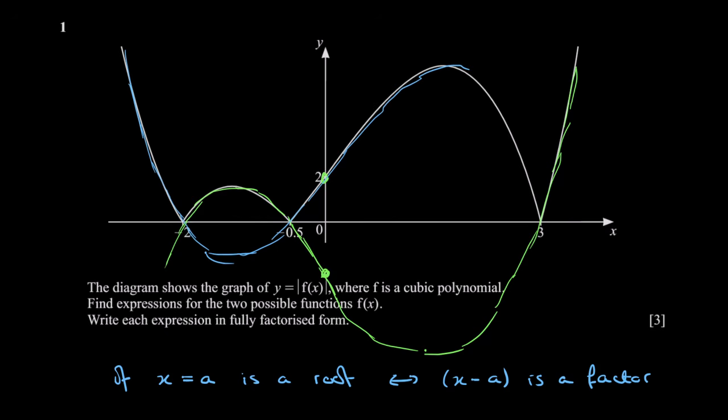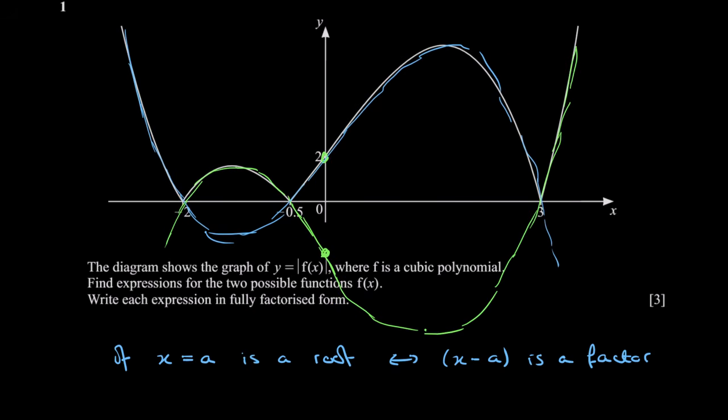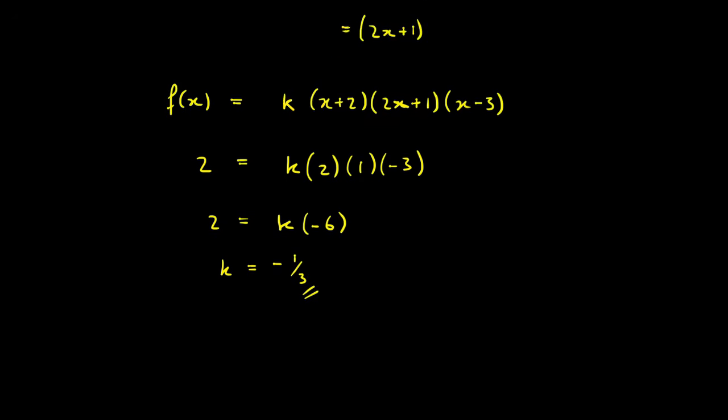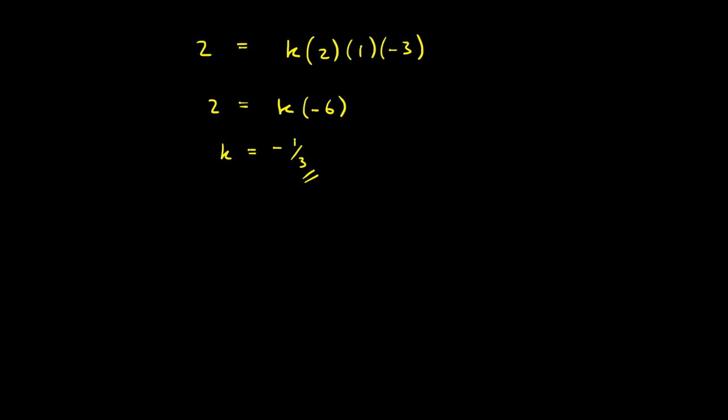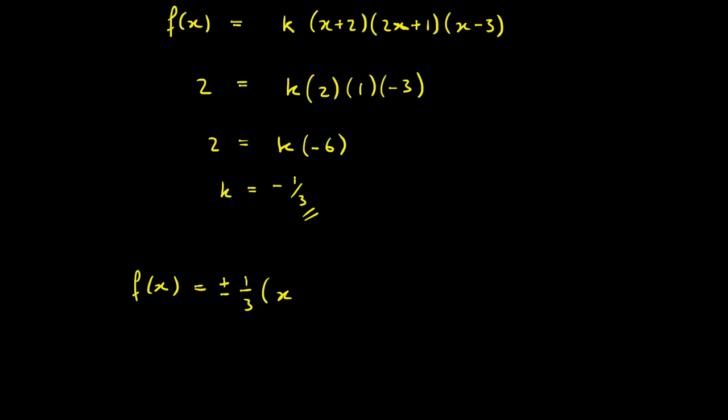Okay, so because that's the case, our k could have been -1/3, in which case we'd have got the blue cubic, this guy, or k could have been +1/3, in which case we'd have got this cubic here. And so therefore the two possible outcomes are f of x is equal to plus or minus 1/3, bracket, what were our factors again? x plus 2, 2x plus 1, and x minus 3. Okay, and that should be our answer.